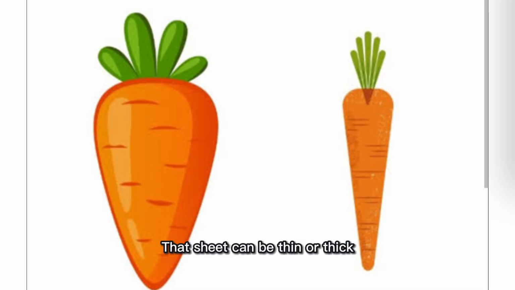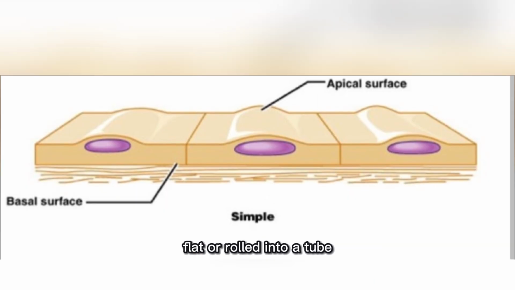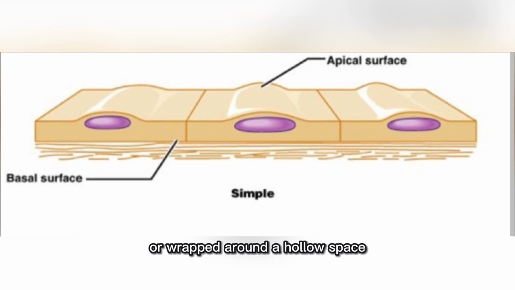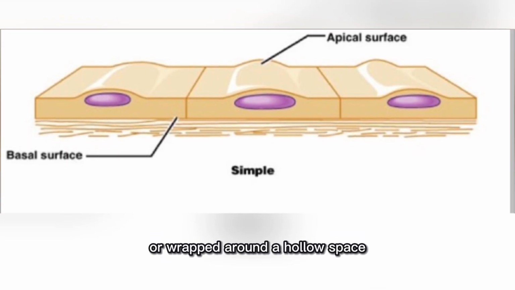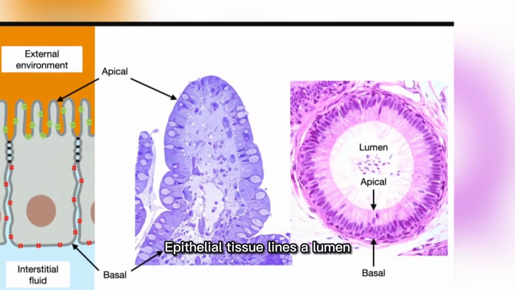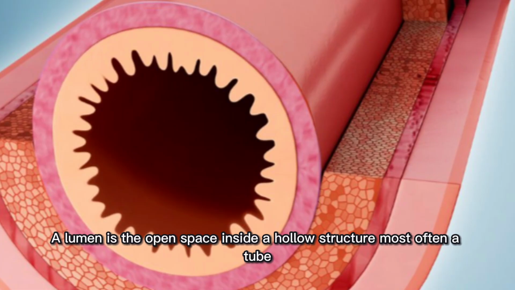Epithelial tissue usually exists as a sheet. That sheet can be thin or thick, flat or rolled into a tube, or wrapped around a hollow space. Epithelial tissue lines a lumen. A lumen is the open space inside a hollow structure, most often a tube.